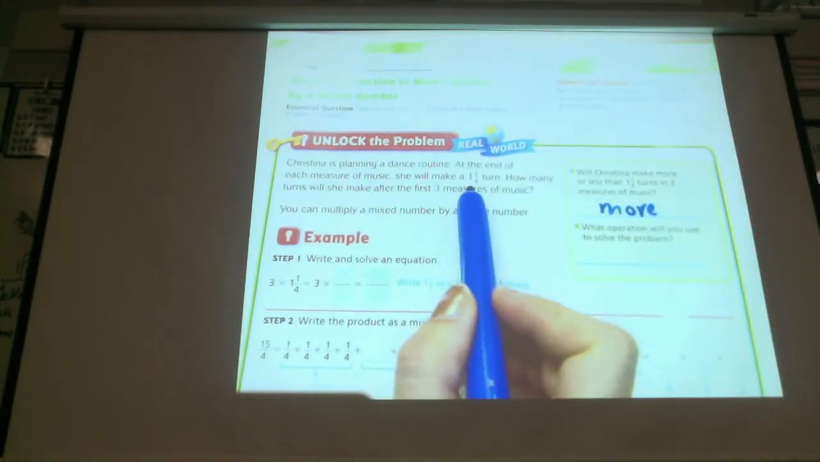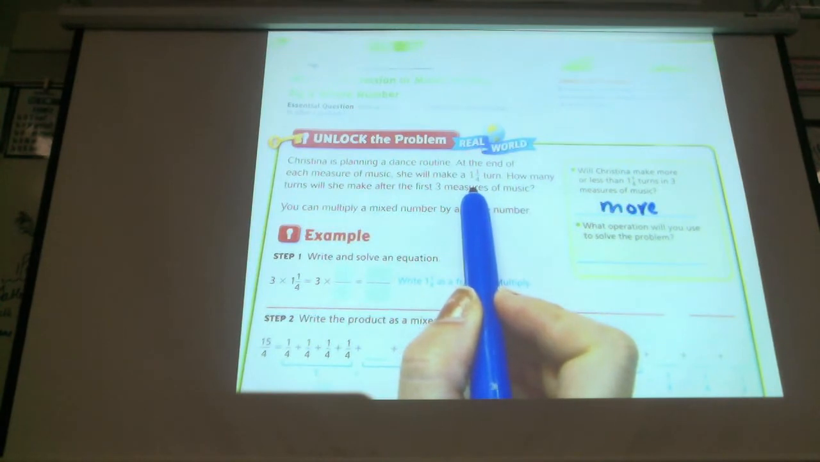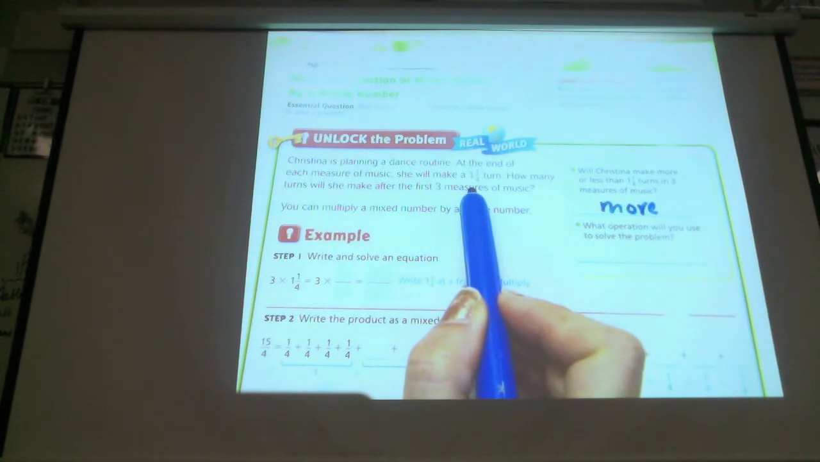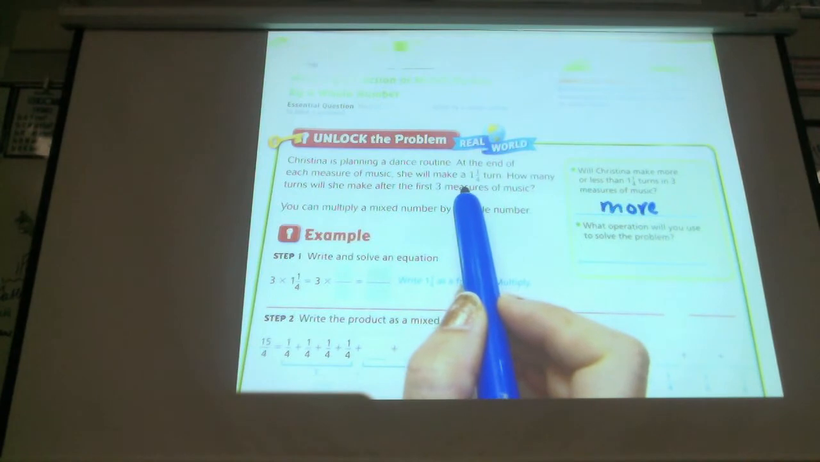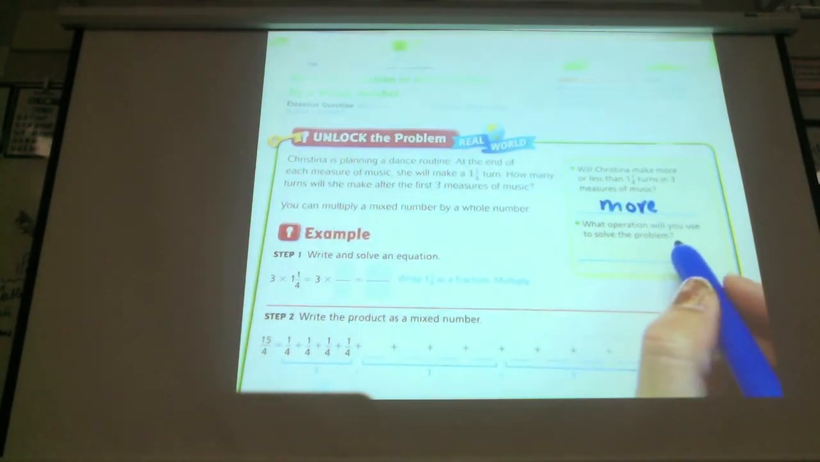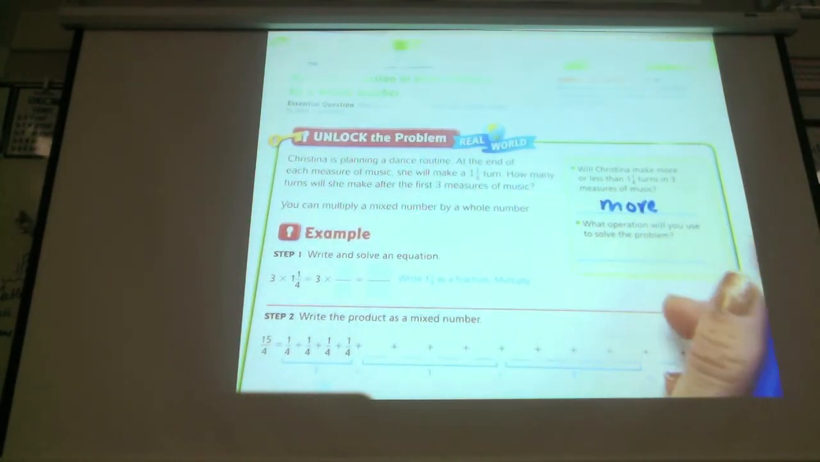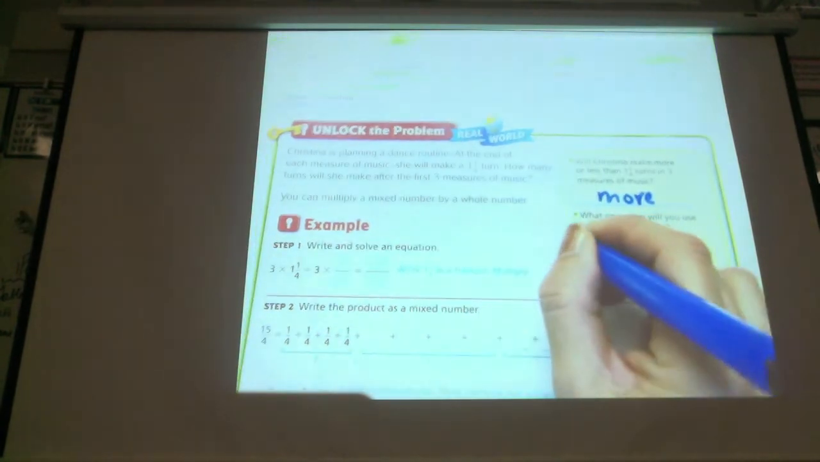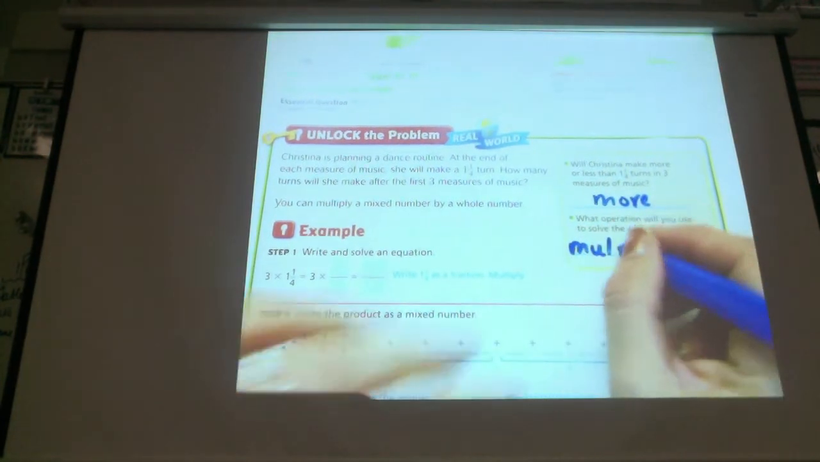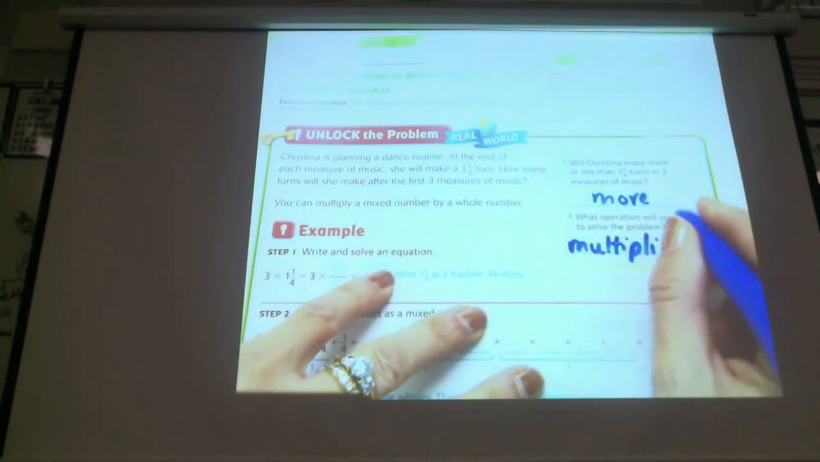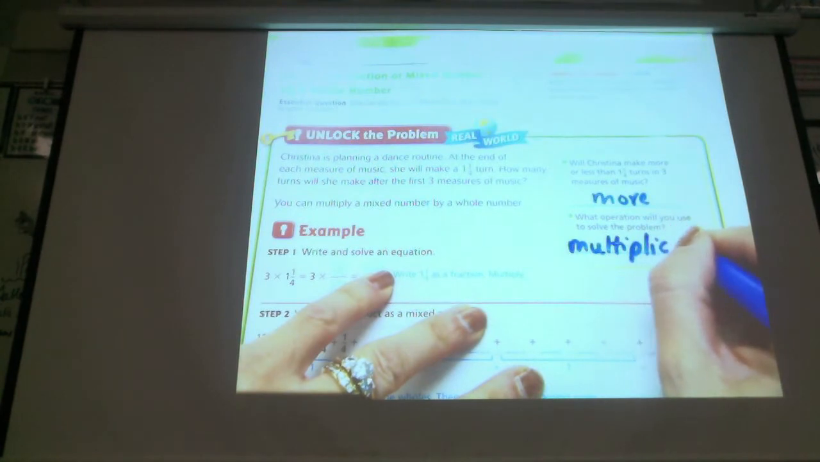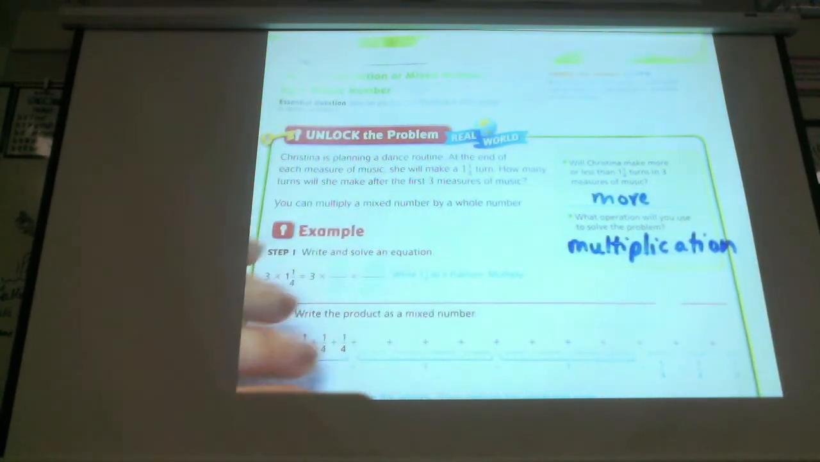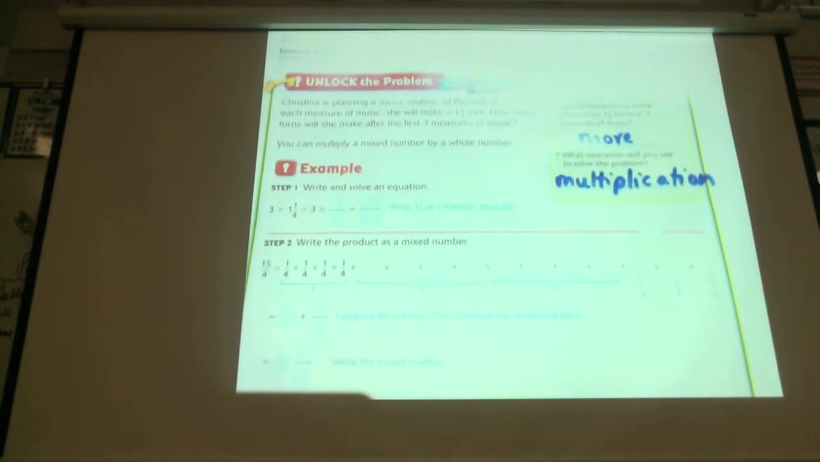After the first measure, how far is she going to turn? 1 1/4. Then after the next measure, she's going to do that again. So my answer has to be more than that. What operation will you use to solve the problem? What operation would you use, Angeli? Multiplication. Could I use addition? Yes. Yes, I could use repeated addition, because multiplication is just repeated addition. It's just a faster way of doing it.